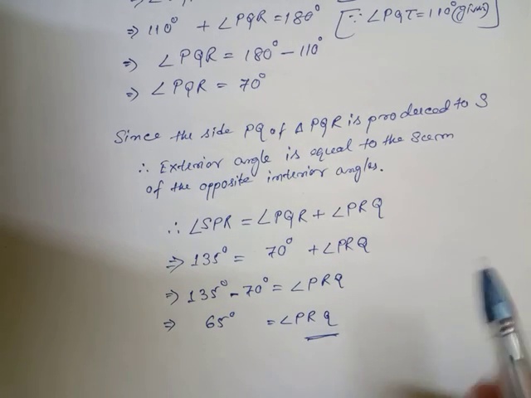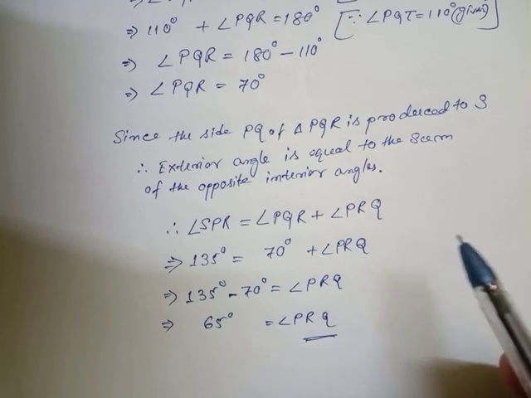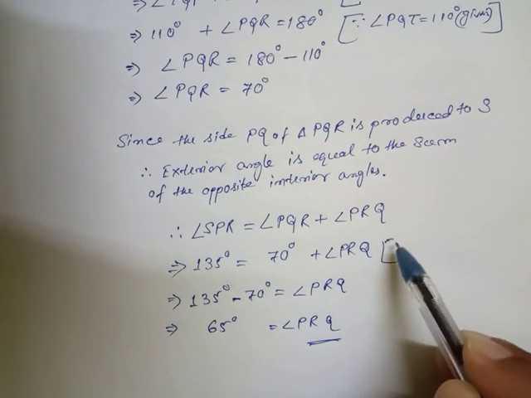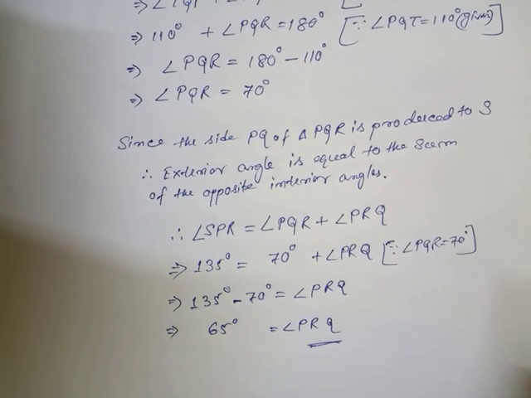Student, one thing we can use here: since I have written 70, we'll write down here, since angle PQR equals 70 degrees, already given here.